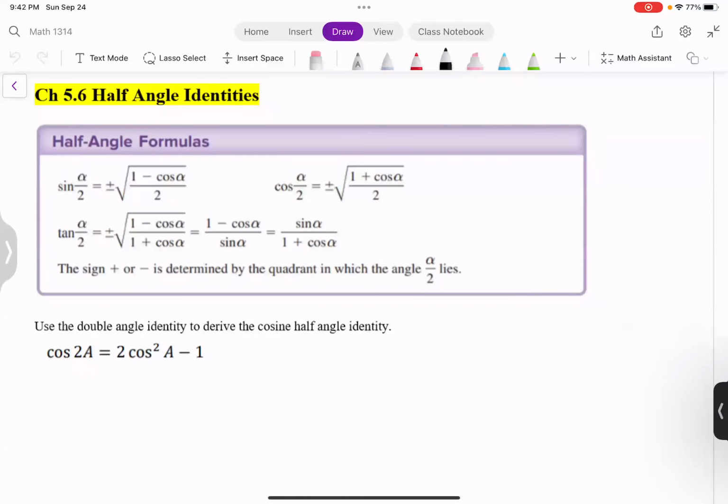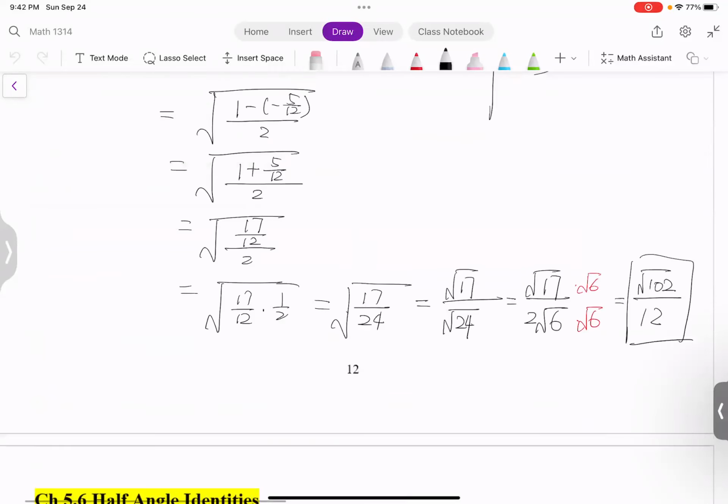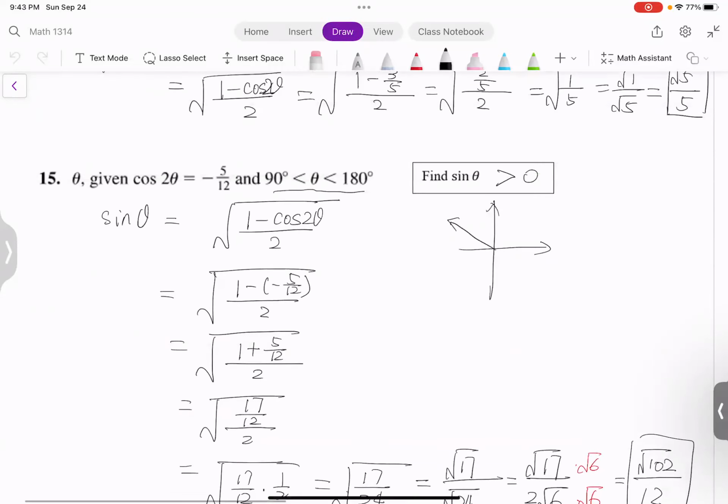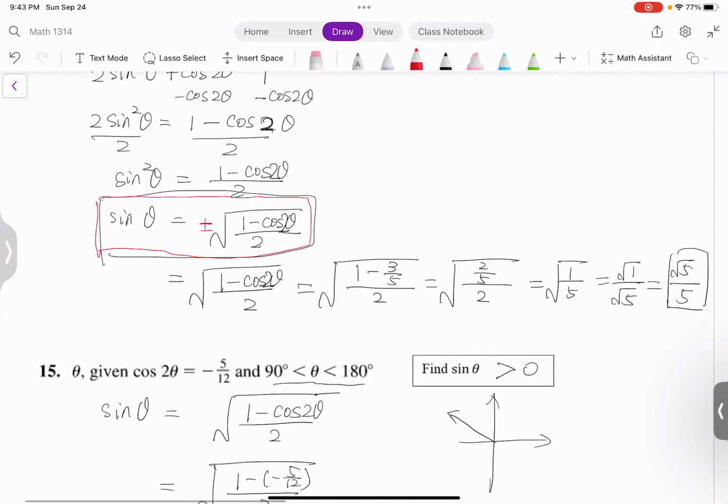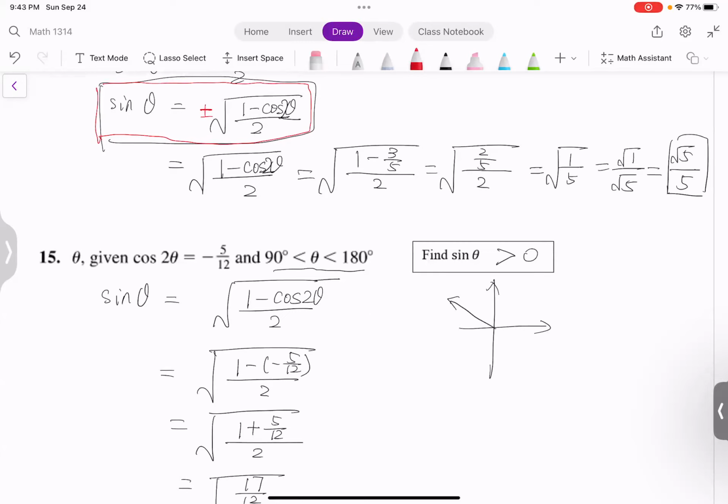In this video, we are learning chapter 5.6, half-angle identities. In a previous video, we learned the double angle identities. From the last two questions of the double angle identities, we proved that sine theta equals positive or negative square root of (1 minus cosine 2 theta) over 2. So I used this formula I have proved to solve the two questions.